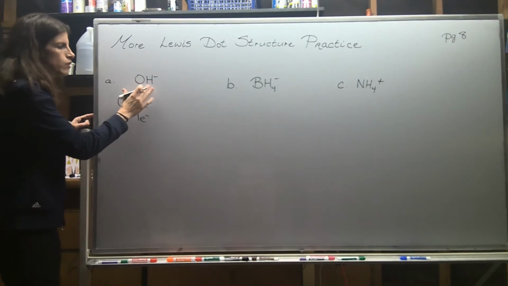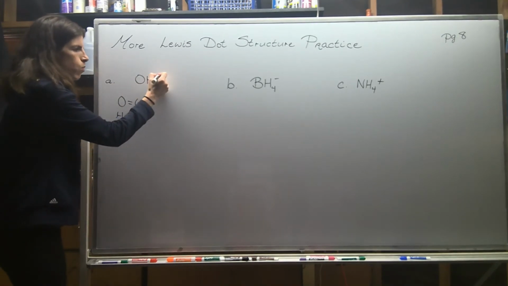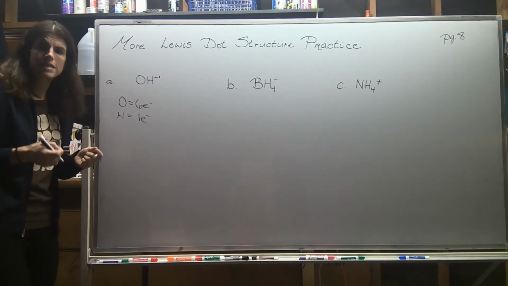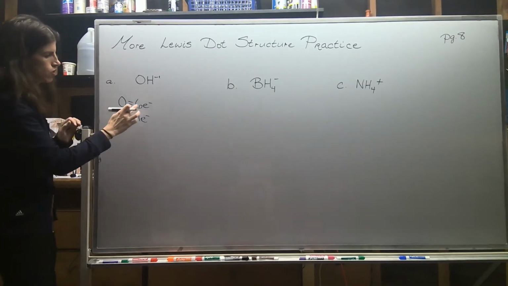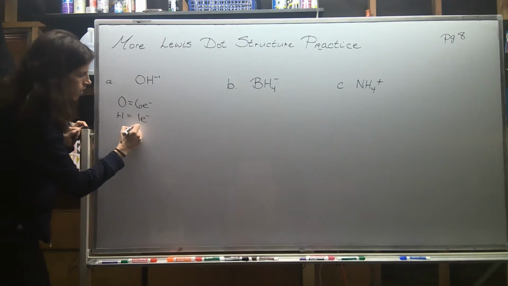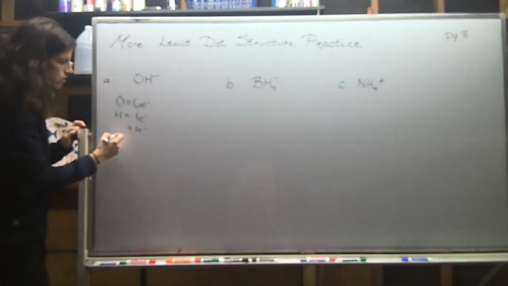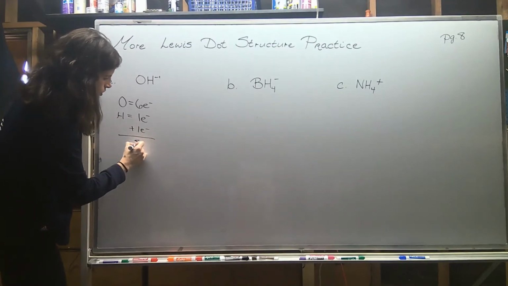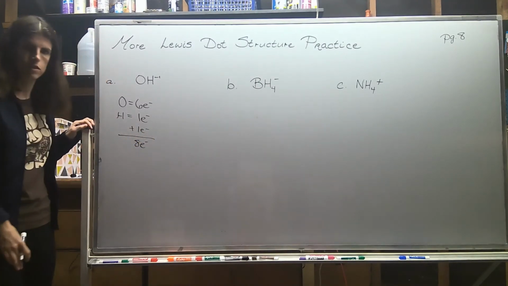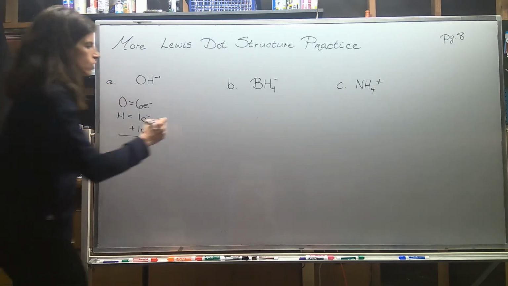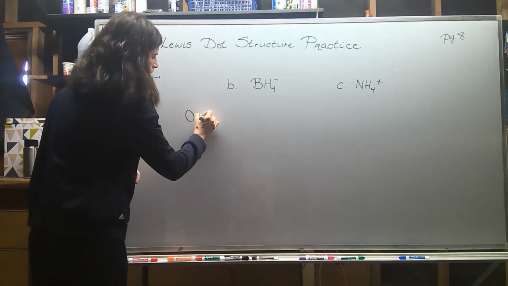And because the hydroxide has a -1 charge, remember that 1 is understood. Negative means it gained an electron. So I'm going to do 6 plus 1 plus 1 more electron because of that negative charge. So I have a total of 8 electrons to build this structure. There's no central atom, it's just 2 things. So I'm just going to connect the oxygen to the hydrogen.